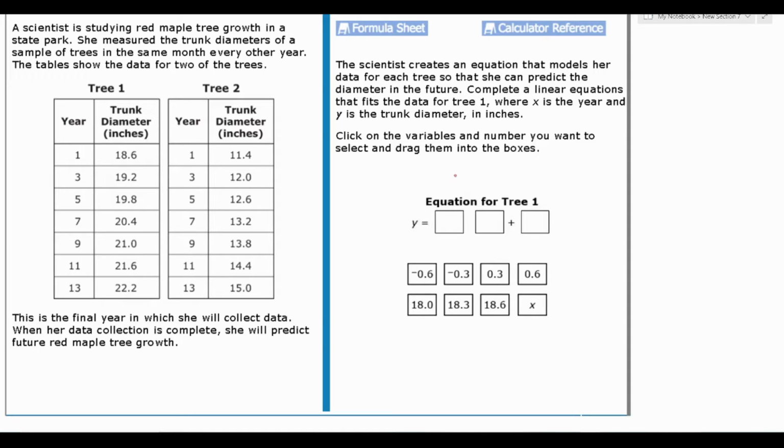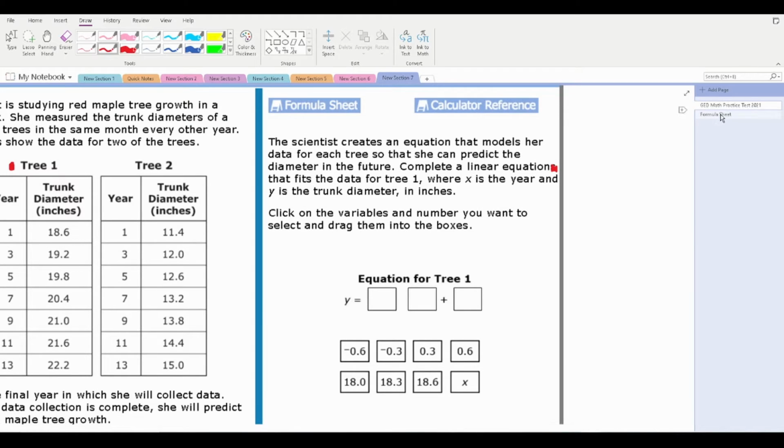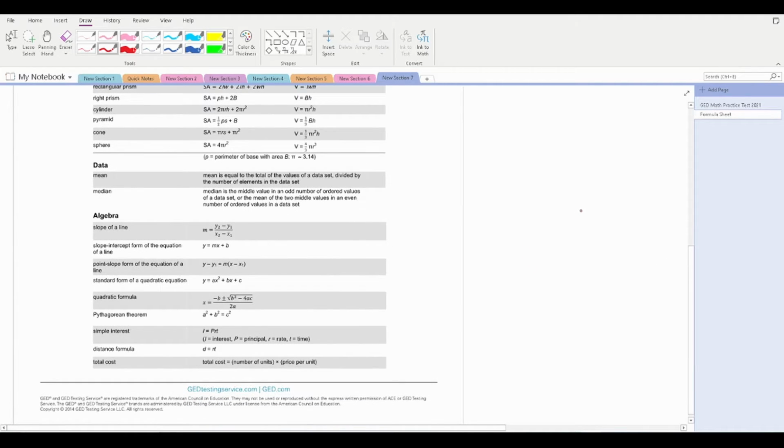Complete a linear equation. Complete a linear equation that fits the data for tree 1, where x is the year and y is the trunk diameter in inches. Click on the variables and the number you want to select and drag them into the boxes. So, in other words, we have to write an equation of a line for tree 1. Okay? And if we go to our formula sheet, you can see that we do have formulas we can use to write equations of lines.